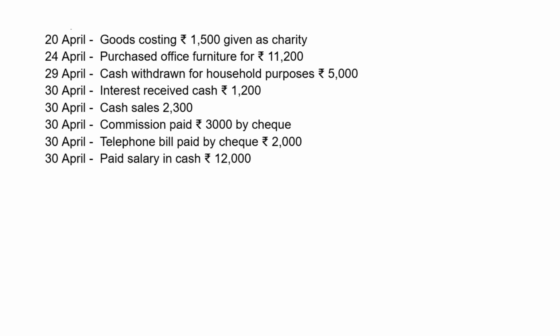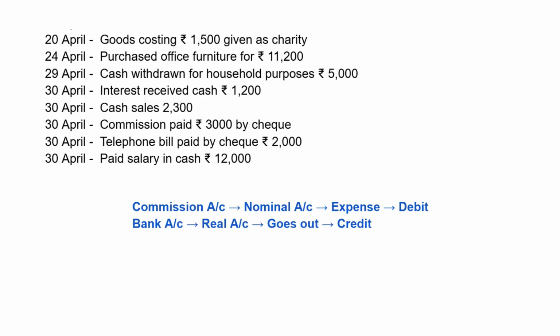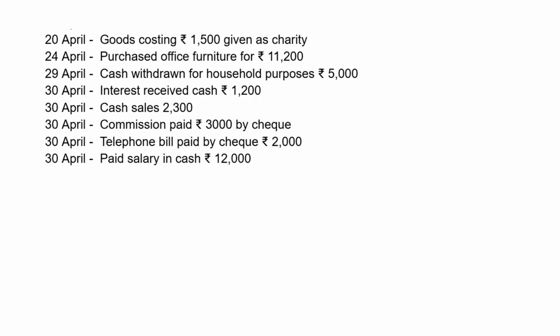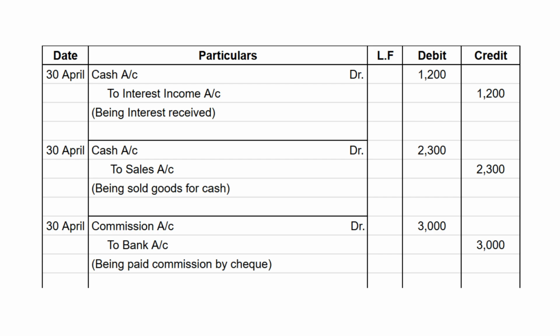30th April, commission paid by check 3000 rupees. Here the two accounts affected are commission account and bank account because it is paid by check. So, commission account is nominal account and commission is an expense. So, debit all expenses and losses. And bank account is real account and cash goes out of the bank. So, credit what goes out. Let's see how we'll record it. 30th April, commission account debit 3000 rupees on the debit side to bank account 3000 rupees on the credit side. And the narration is being paid commission by check.